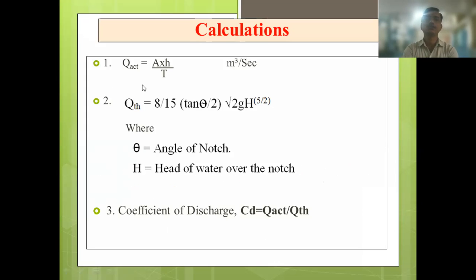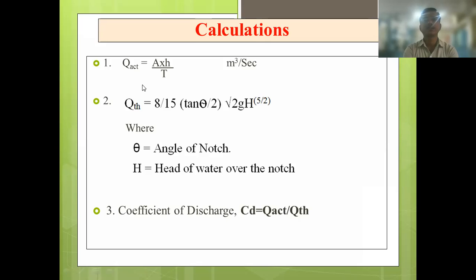T is equal to time required to rise the water by h meter, small h meter. And what is capital A? It is the area of the tank, the cross section area of the tank. In the observation, you have written area of measuring tank.